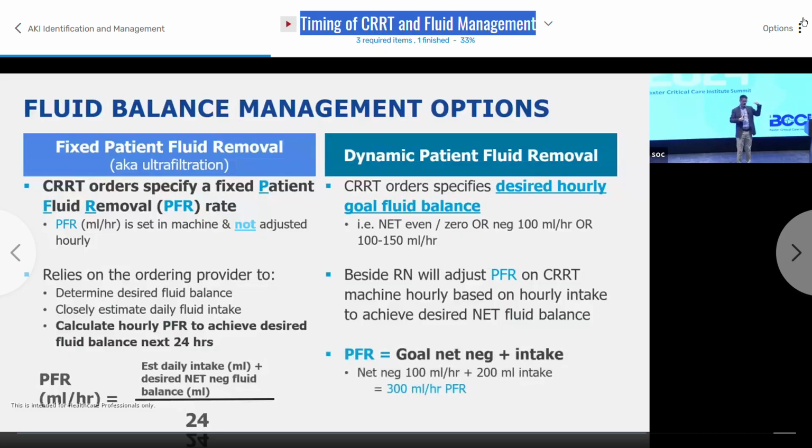So I'm giving 200 cc's of vancomycin. We need to be net negative this hour. I've got these number of drips. I'm going to set the machine for this. That make sense? Okay. You'd be surprised.